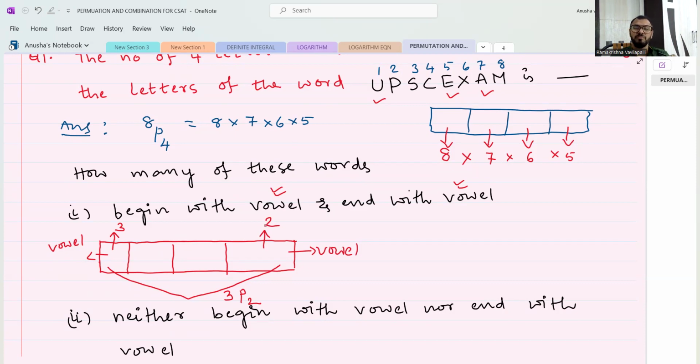Now we have to fill the remaining 2 middle places with the remaining letters. After filling first and last with vowels, there are 6 letters. So these 2 places can be filled in 6P2 ways. So therefore, filling of each box is a job, so the answer is 6P2 into 3P2.